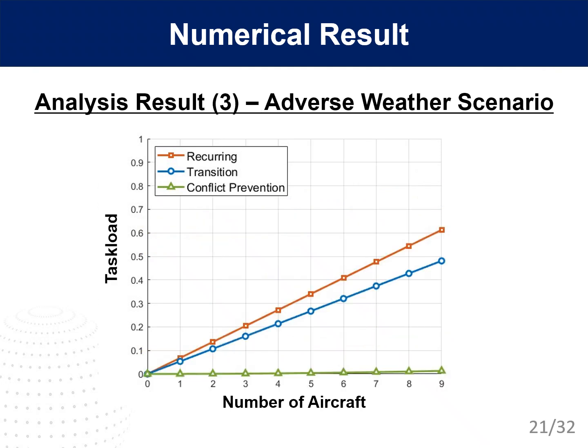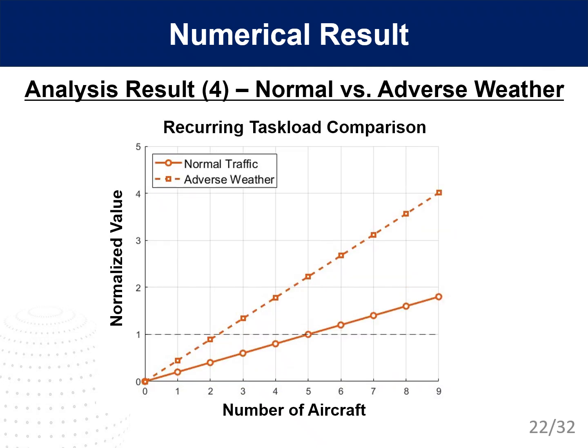This is the analysis result of the adverse weather scenario. Under the adverse weather scenario, the recording task placed the heaviest burden on air traffic controllers, followed by the transition task, and lastly, the conflict prevention task.